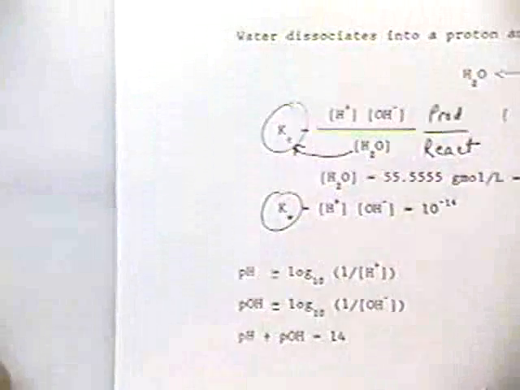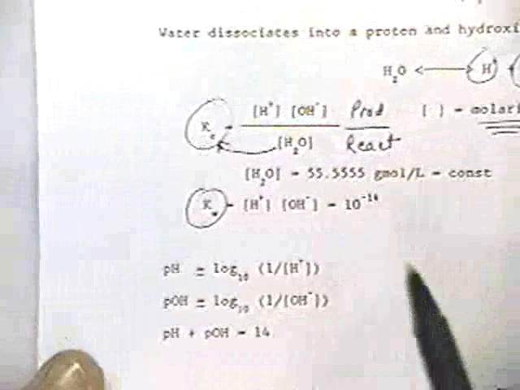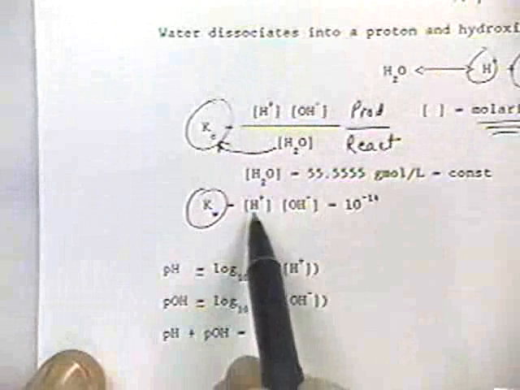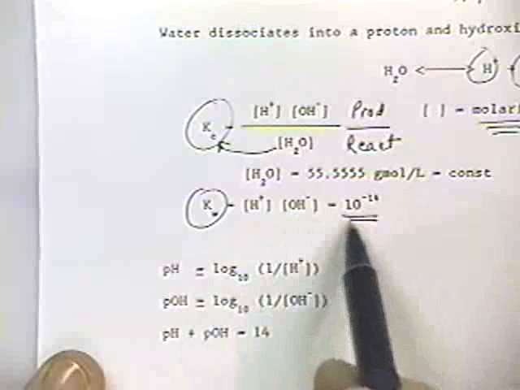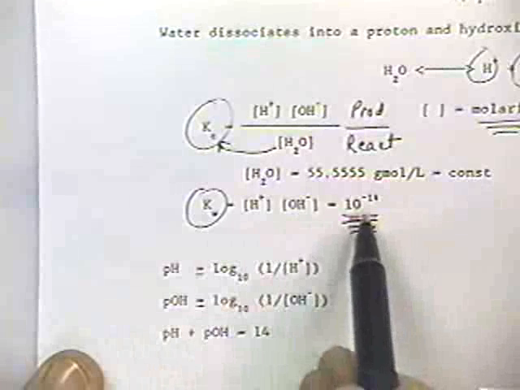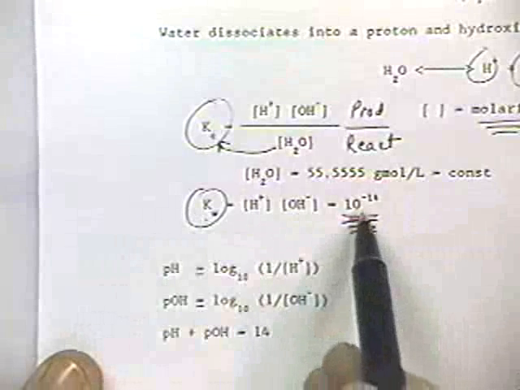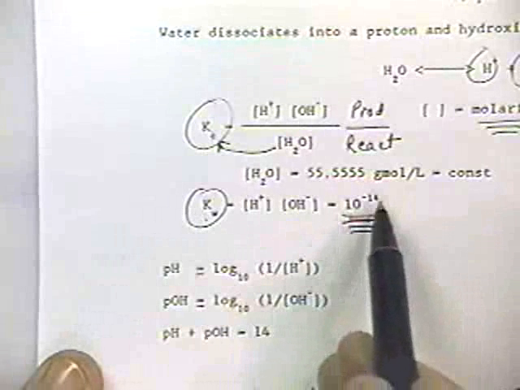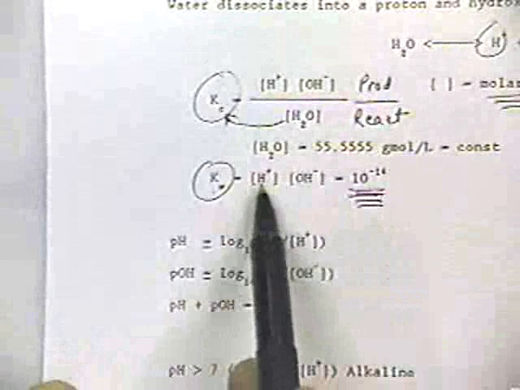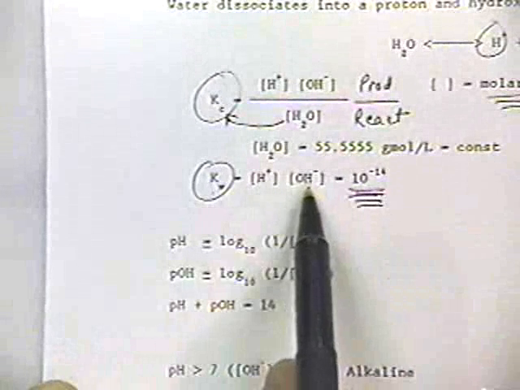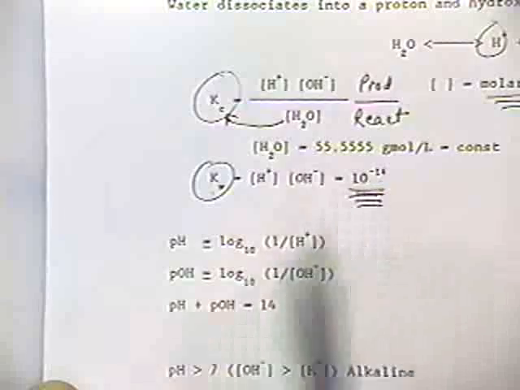And just by an accident of nature, which is really quite wonderful, if you multiply the proton concentration times the hydroxide concentration, you always get this constant, 10 to the minus 14. That is, K sub W has the numerical value of 10 to the minus 14. So no matter what you do, the product of the proton concentration times the hydroxide concentration always equals 10 to the minus 14.